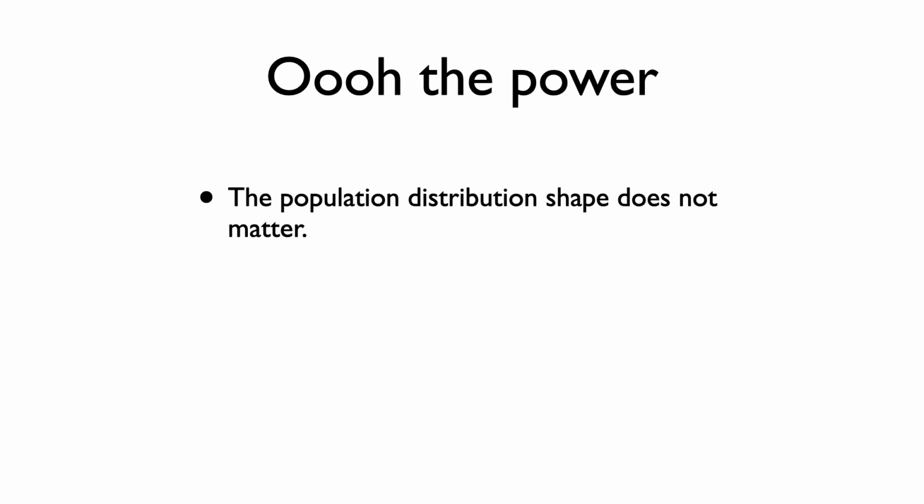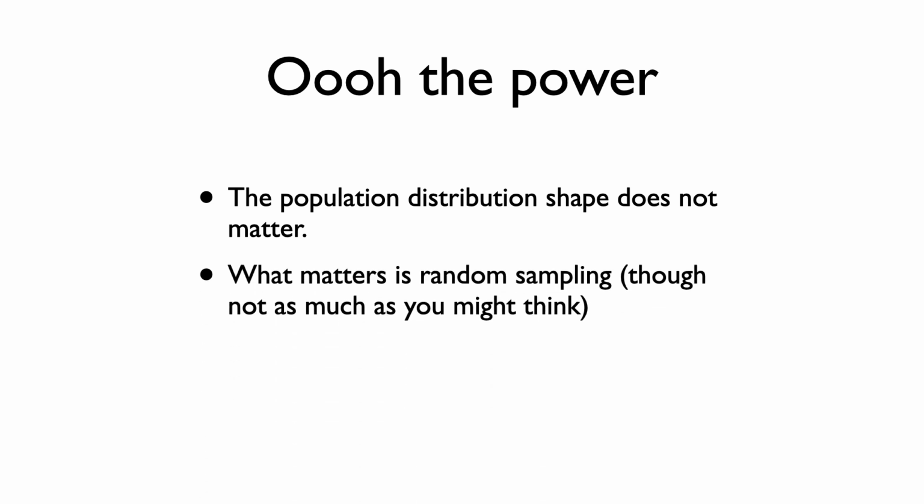Population distribution doesn't matter. We had one with a head and a tail. It's a discrete distribution, and even then it works. What matters is random sampling. So when I say random sampling, I'm saying you're just flipping the coin randomly. That's all that means.